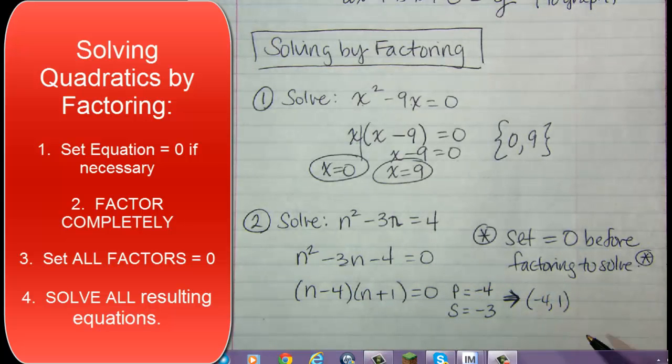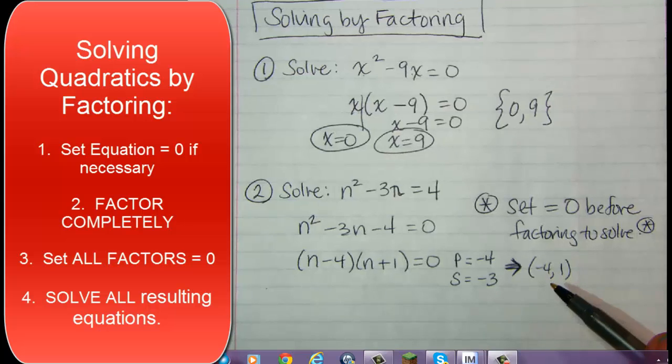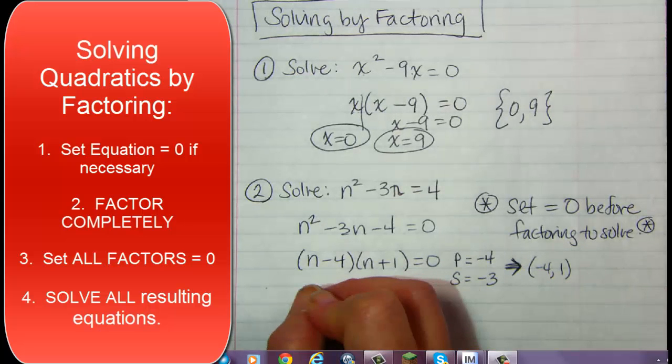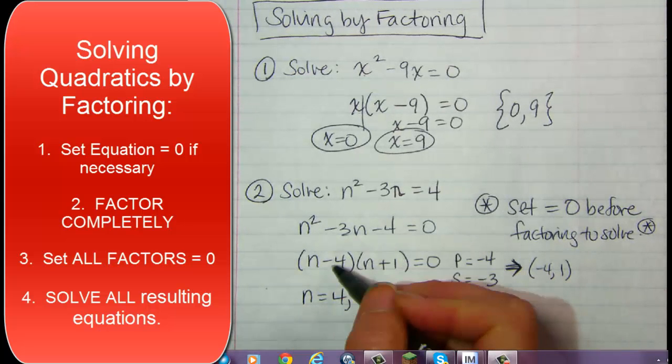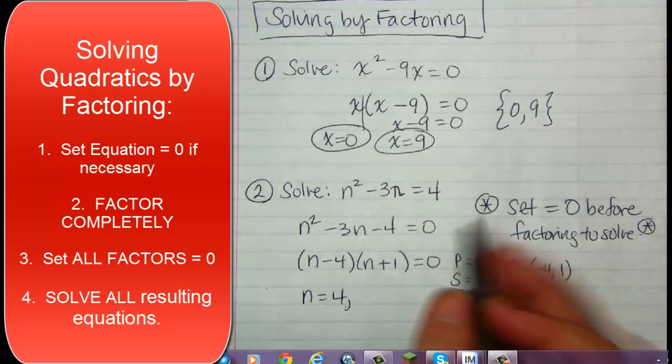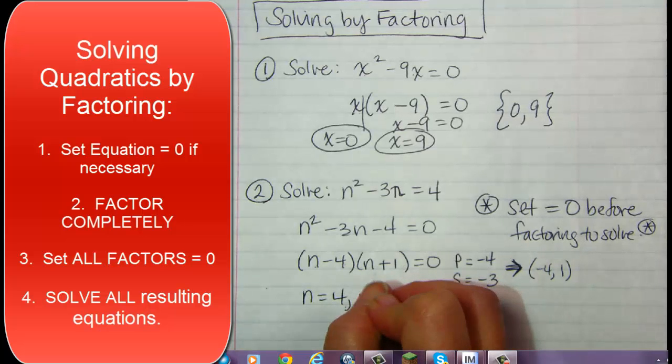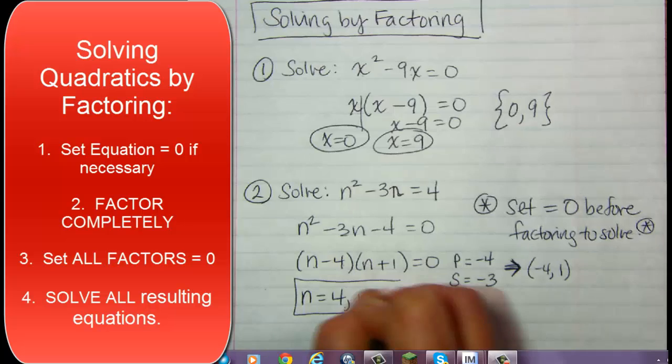Set each factor equal to 0, and if you can do this in your head, that's fantastic. You don't have to show any more steps. You can just show your solutions. If n minus 4 is 0, n is 4. If n plus 1 is 0, n is negative 1. And you're done.